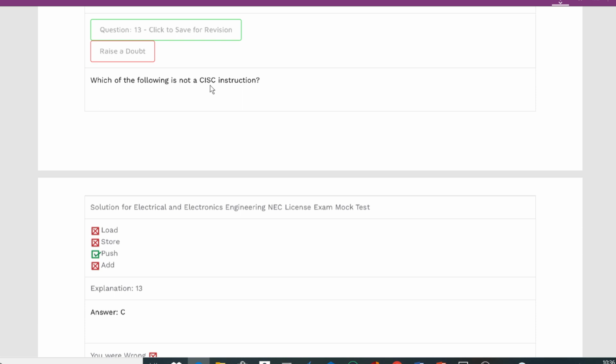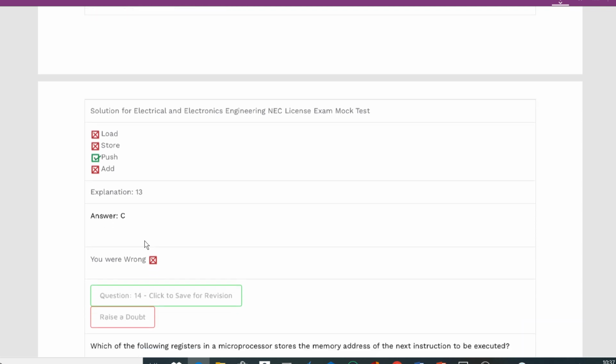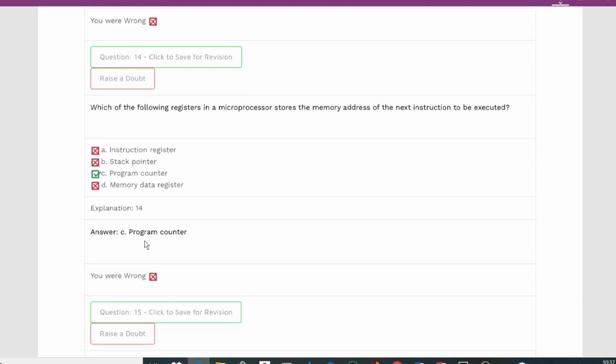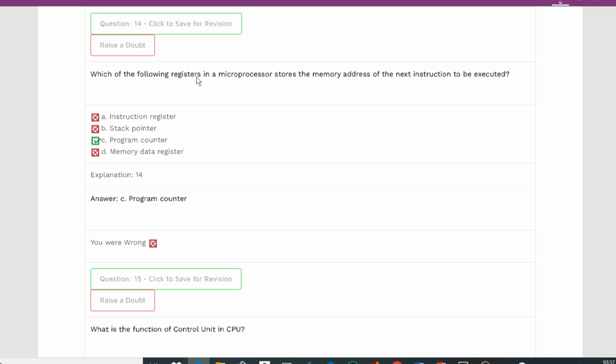Now which of the following is not a CISC instruction? Here we have the options load, store, push and add. So which of the following is not a CISC instruction set? Here push is not a CISC instruction. Now which of the following registers in a microprocessor stores the memory address of the next instruction to be executed? We have the instruction register, stack pointer, program counter, and memory data register. So the correct option is program counter.